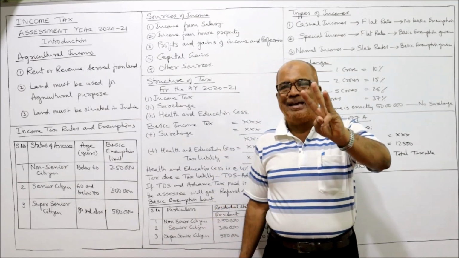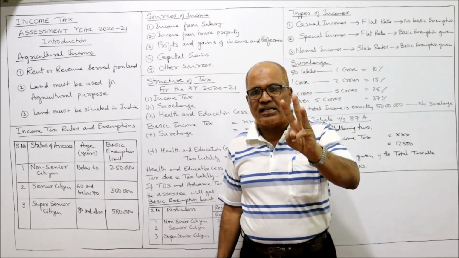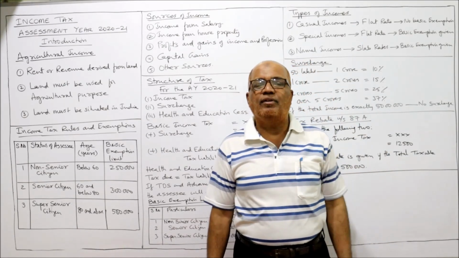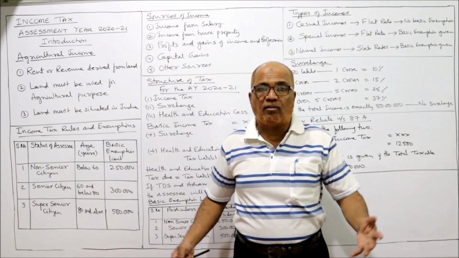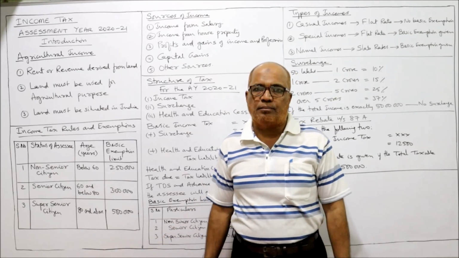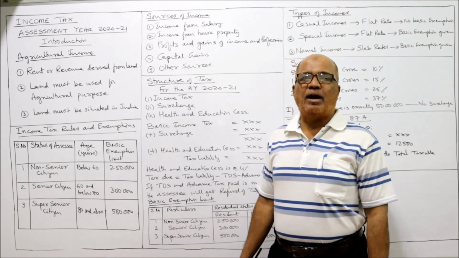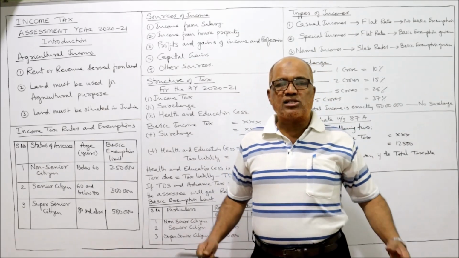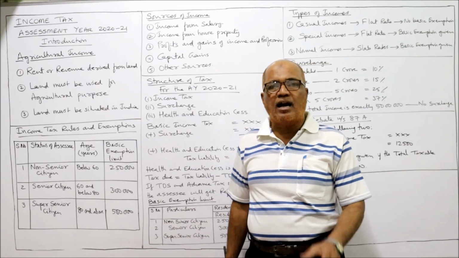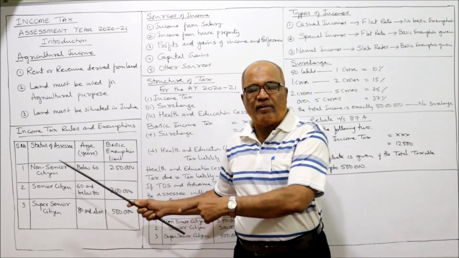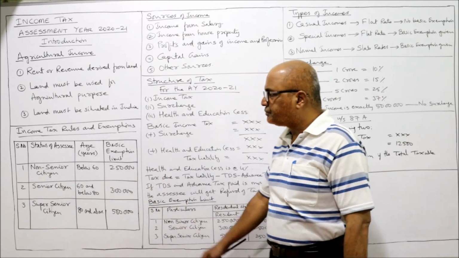So if these three basic conditions are satisfied, then the income derived will be called agricultural income. Otherwise it will be non-agricultural income. In the examination you may be asked to explain the provisions of the Income Tax Act regarding agricultural income. Whatever I have explained just now will be more than enough.